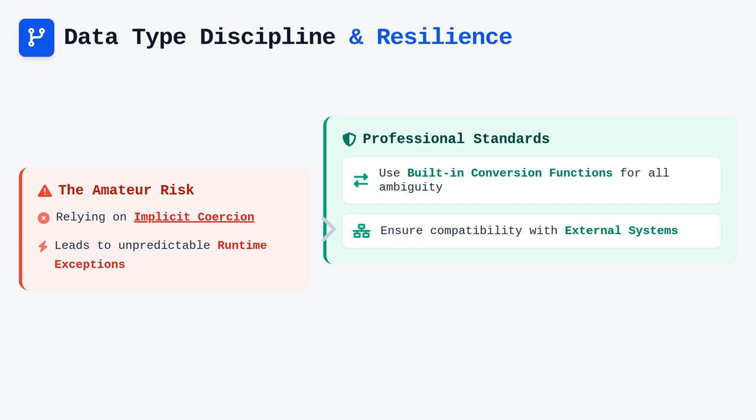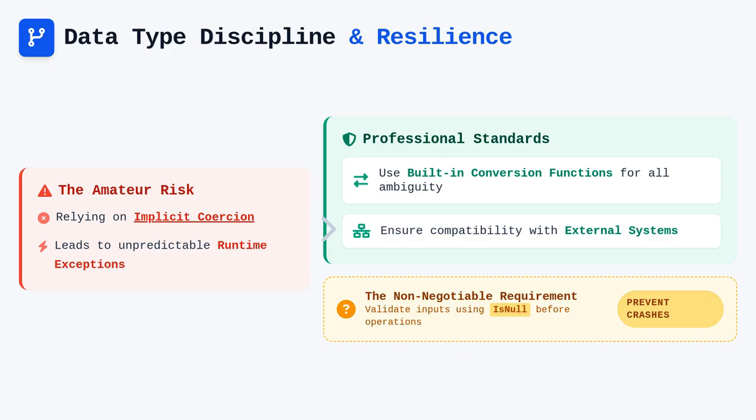This practice is particularly vital when integrating with external systems that lack the robust type-checking features found inside a development environment. Furthermore, addressing null or undefined values is a non-negotiable requirement for resilient automation. A null value passed into a mathematical expression will almost certainly halt your process, so always validate inputs using the isNull function before attempting to perform any operations.